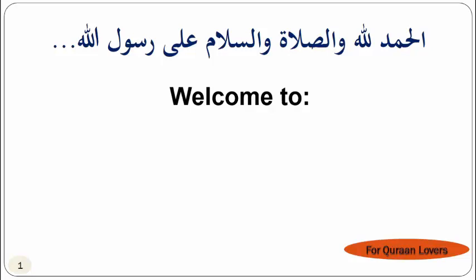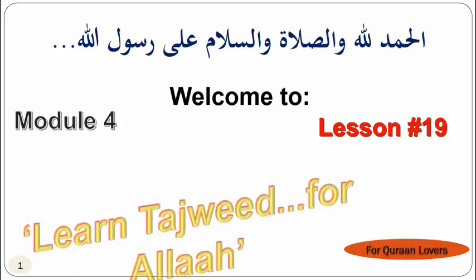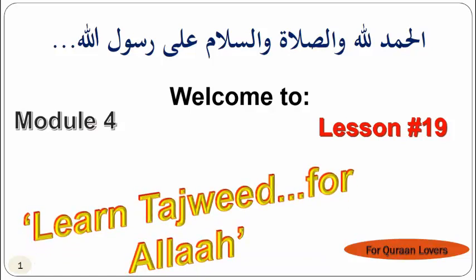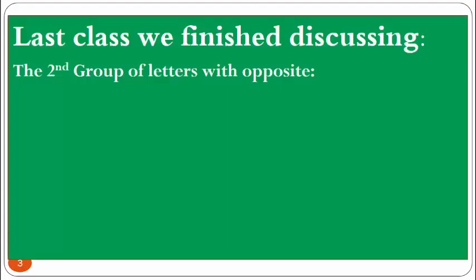Brothers and sisters, welcome to lesson 19 of module 4 of Learn Tajweed for Allah. Alhamdulillah, we are dealing with the perfecting of the letters, perfecting the letters by discussing their sifat. We finished with 2. Today we are still going to continue with Babu Sifatil Huruf, that is the chapter on characteristics of letters. And today we are going to deal with the remaining 3 sets of sifat that have opposites.